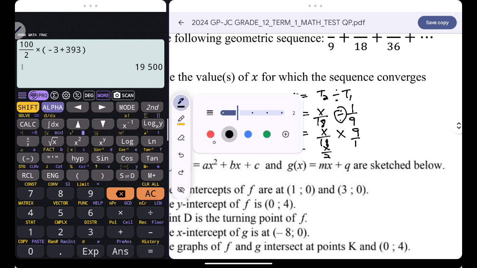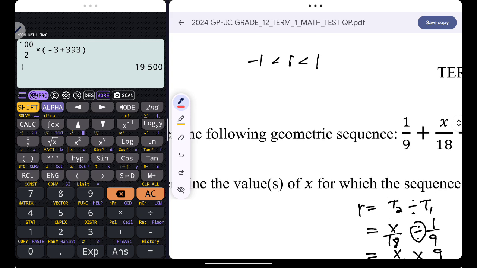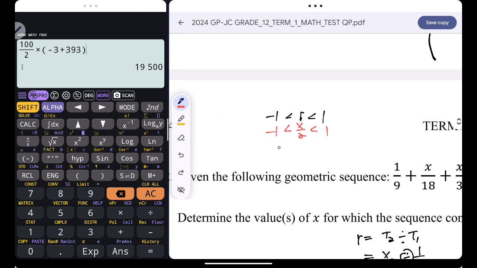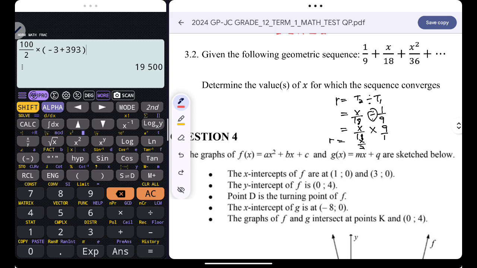Are you together? So basically, I'm just going to substitute the value of r there. r is x over 2, so I know that x over 2 has to be between negative 1 and 1. I'm supposed to isolate x. That means I must multiply everything by 2, right? Whenever I multiply the left hand side by 2, I'll simply have a negative 2. Here in between, I'll be left with x, and then I'll be left with a positive 2 on the other side. So I know that whenever x is in between negative 2 and 2, my sequence will always converge.